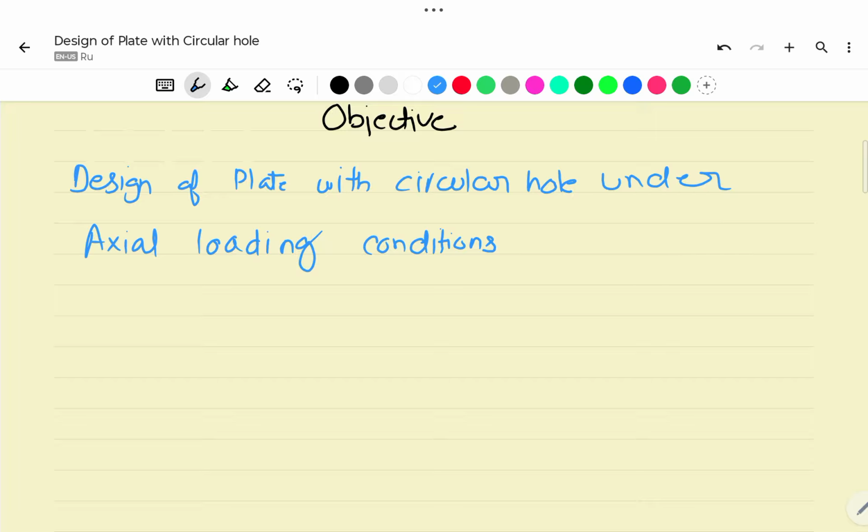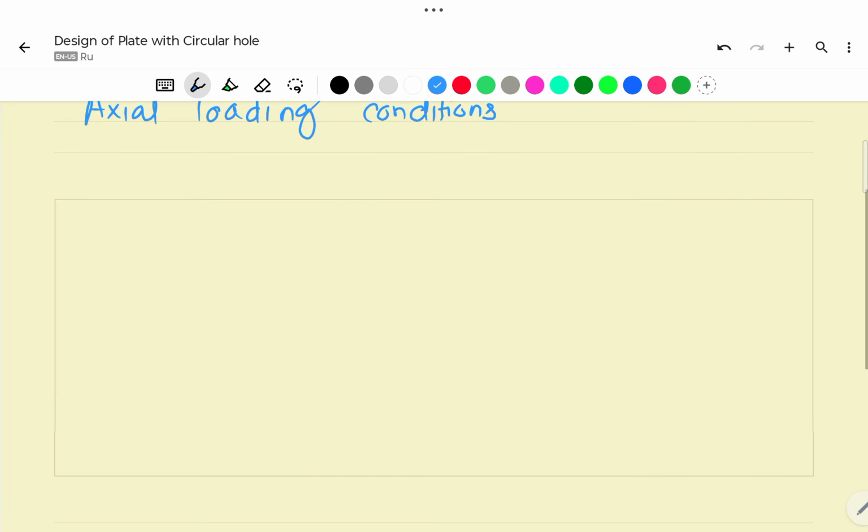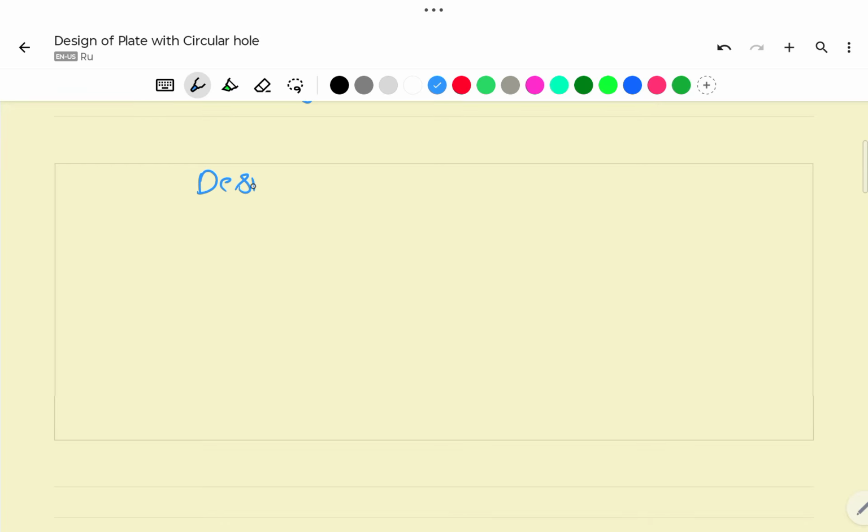So how will we design any structure? First thing, we need to make one structure. Either someone gives the dimensions, then you need to tell what is the strength of that structure. Or we know the strength of the structure, the maximum load that structure will carry, then we will come up with the dimension.